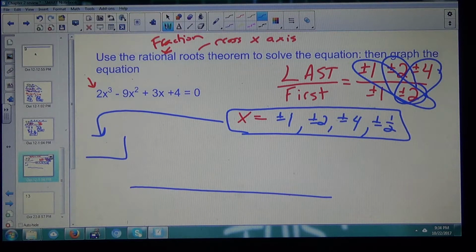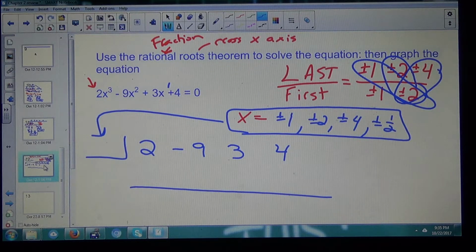Now we have to remember to always have placeholders. Are there any placeholders that are missing here? Now in this problem there are not, because we have the cube, we have the squared, we have the 1 and then the nothing. From here we either guess and check, or, the shortcut I told you, go into y equals, plug it into your calculator, and we can graph that. We can look at it to see what it looks like here. So 2x cubed minus 9x squared plus 3x plus 4.